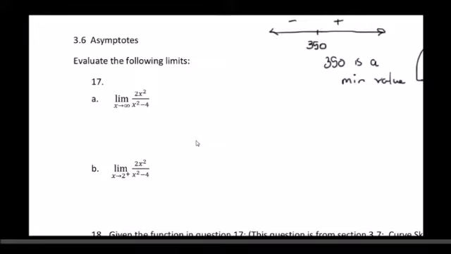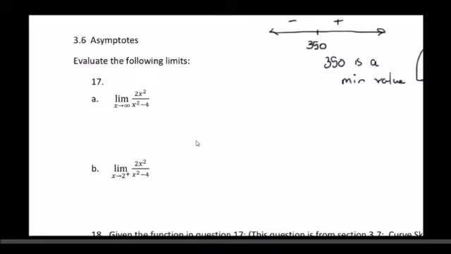So there's two ways we can approach this. We can take a look at the degrees of the numerators. We have degree 2 and a degree 2. If this numerator and denominator have the same degree, remember we divide the leading coefficients. 2 divided by 1 would be 2. So for 17 part A, this function here would have a horizontal asymptote at 2.